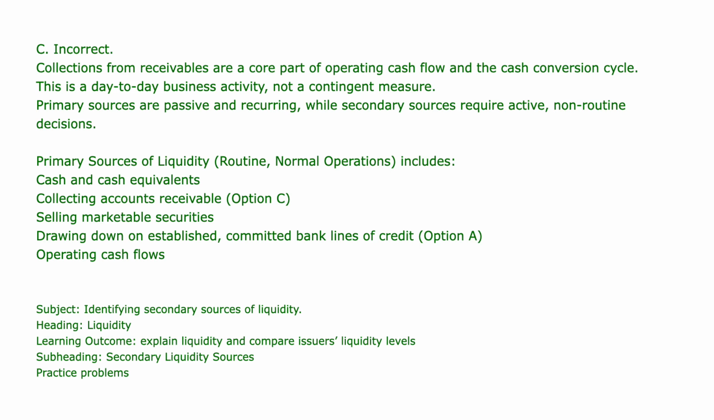Collecting accounts receivable is a primary source because it is a routine, recurring part of the daily operating cycle. Unlike secondary sources which require active, non-routine restructuring decisions, collecting receivables is a passive result of standard business activities.